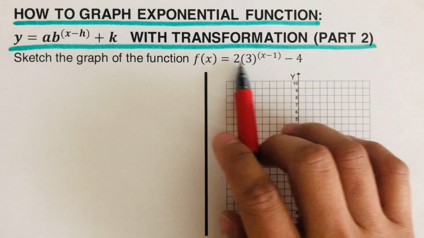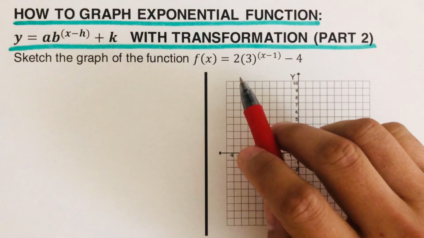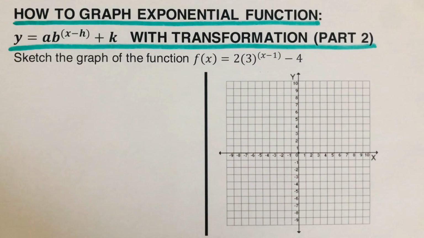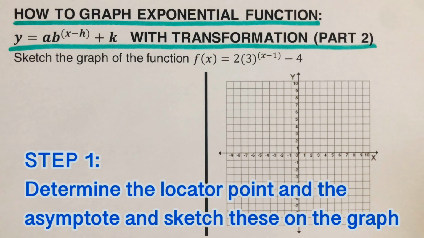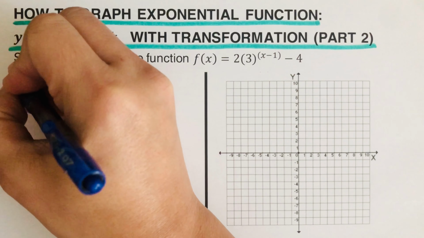Before we jump into this first example that we have here, we remember that there are some steps that we need to follow in order that we can sketch this type of equation, or exponential equation. The first step is to determine the locator point and the asymptote and sketch the graph. So in this problem that we have here, I'm just gonna go ahead and label this as S1.